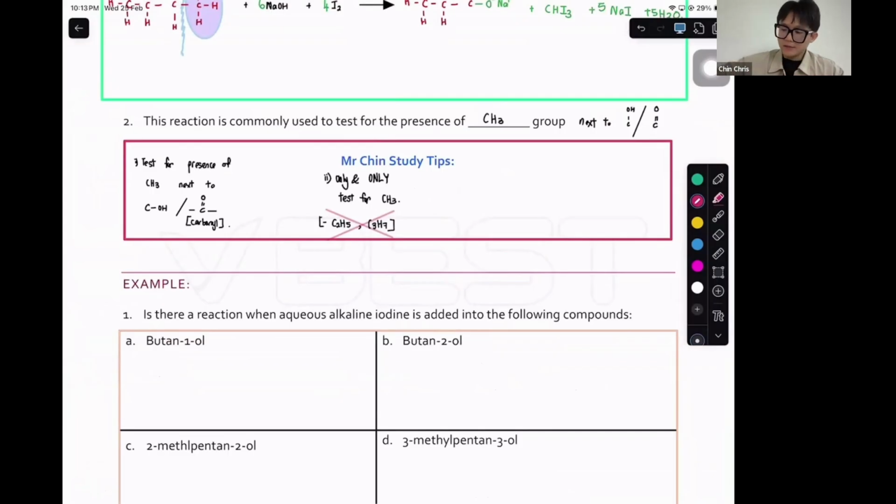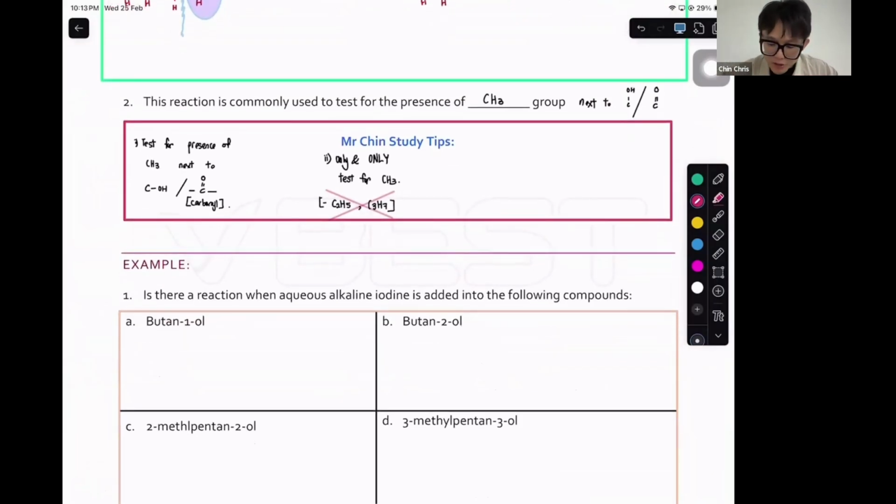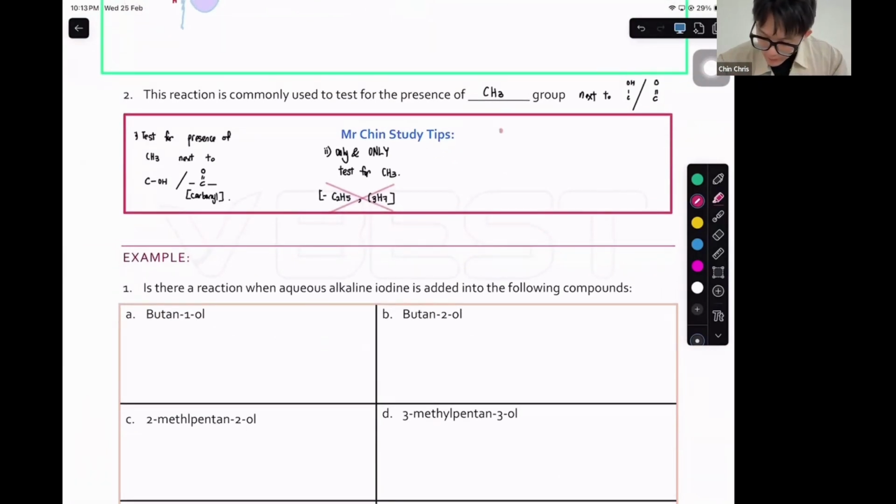Alright, guys, finally, remember this. A tertiary alcohol can never give a positive result. A tertiary alcohol will not give a positive result.